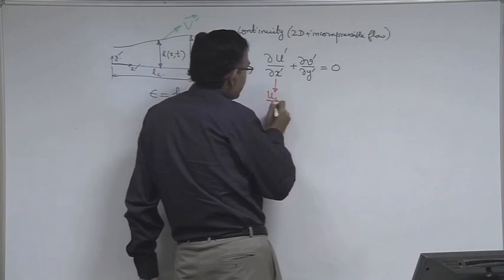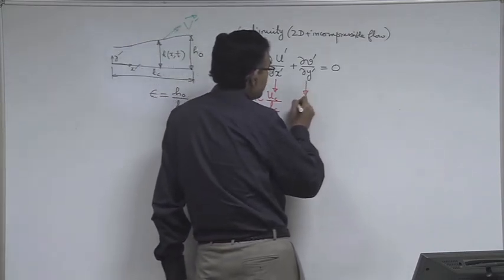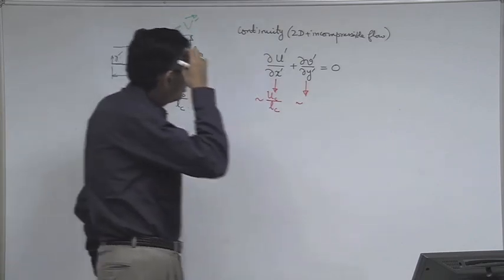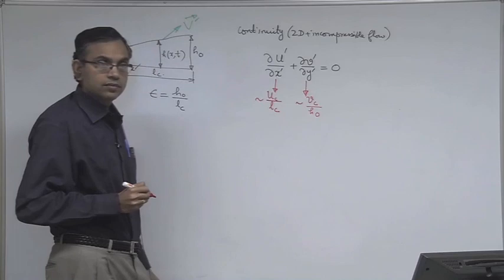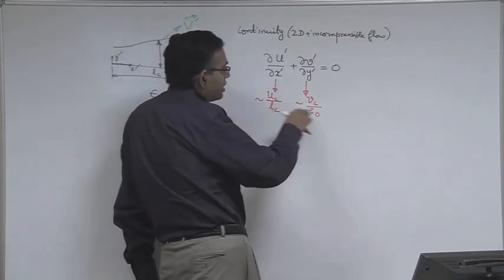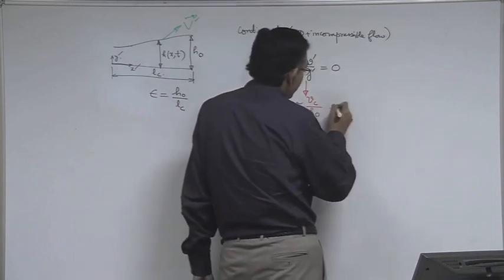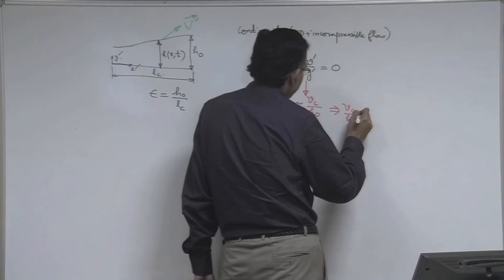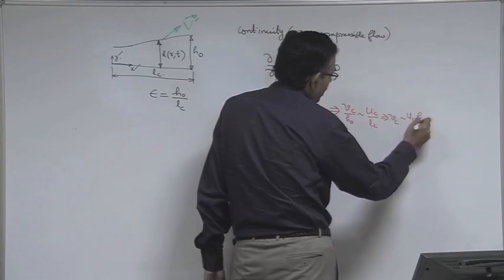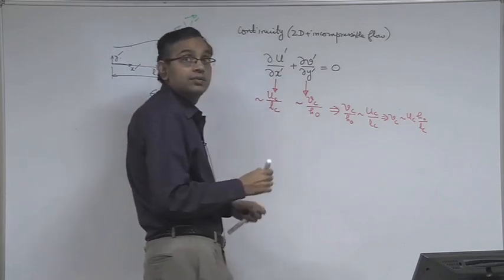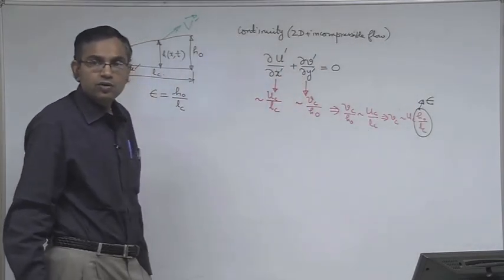So, this scales as UC by LC, where you do not know a priori what UC is. And this scales as, say, VC by H0. As we have discussed earlier, these two terms must have the same scale so that the net effect is 0. That means VC by H0 is of the order of UC by LC. That means VC is of the order of UC into H0 by LC. H0 by LC we denote by epsilon. So, VC is equal to epsilon into UC.